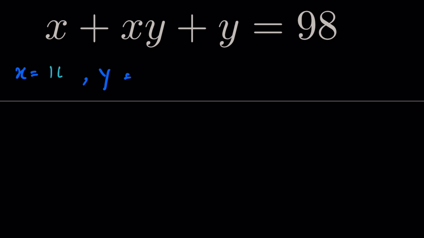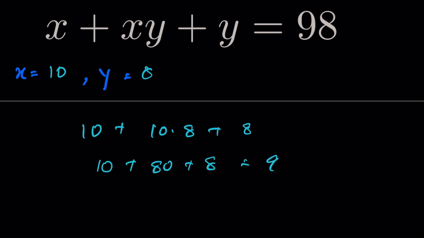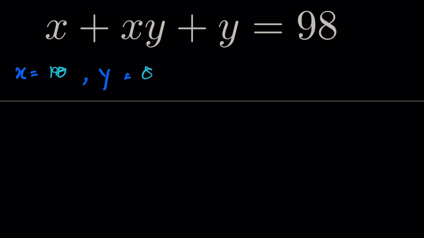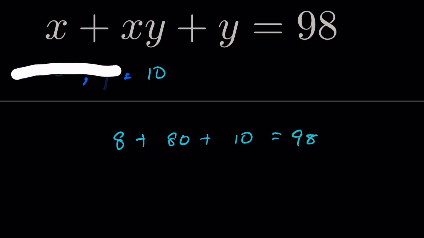When x is equal to 10 and y is 8, then it is 10 plus 10 times 8 plus 8. This is 10 plus 80 plus 8 is equal to 98. And when x is 8 and y is 10, then this is 8 plus 80 plus 10 is equal to 98. So all the solutions are valid.